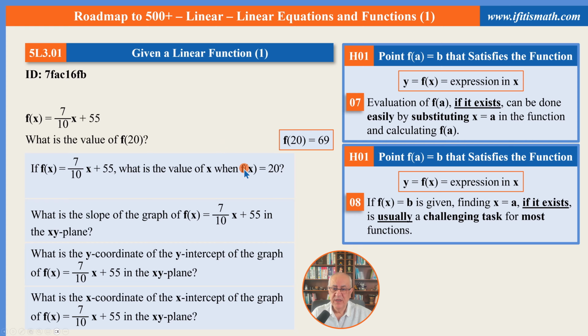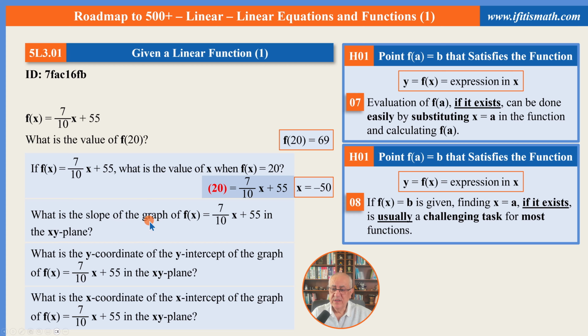We simply put f(x) equals 20. We substitute it here, all right? As we see here, 20 equals 7 over 10 x plus 55. And we solve for x. We take this 55, put it there. It's going to be negative 35 times 10, negative 350, divided by 7. We end up with x equals negative 50.